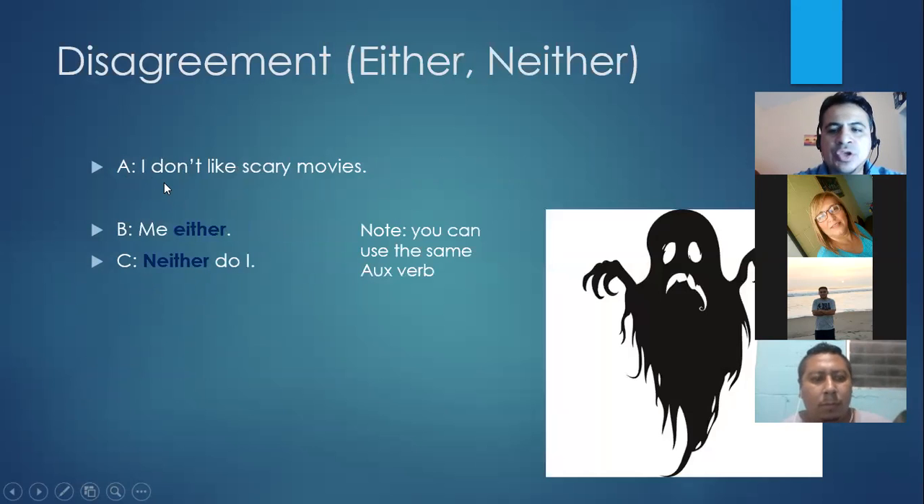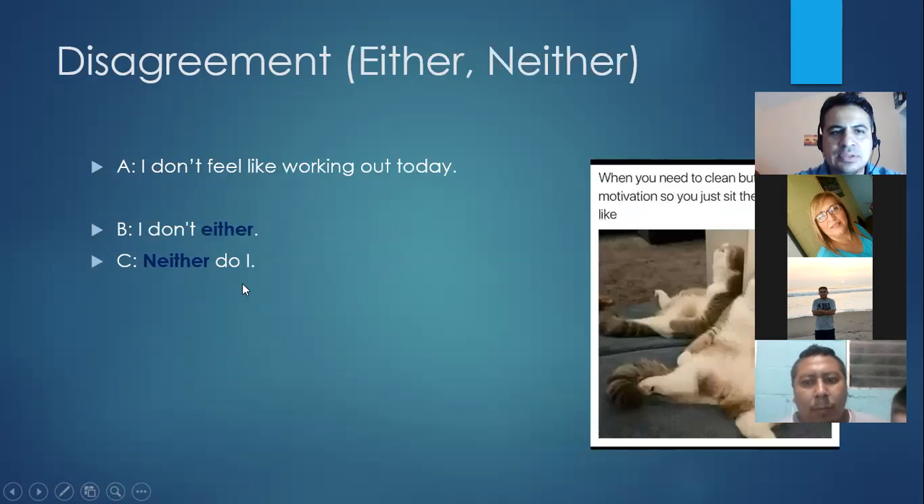Another example here, using either and neither. I don't like scary movies. Me either. Neither do I. I use the same verb. Here is the auxiliary verb, do. I use the same one. Okay. Another one. I don't feel like working out today. Do you know what working out is? Doing exercise. I don't feel like working out today. I don't either. Neither do I.